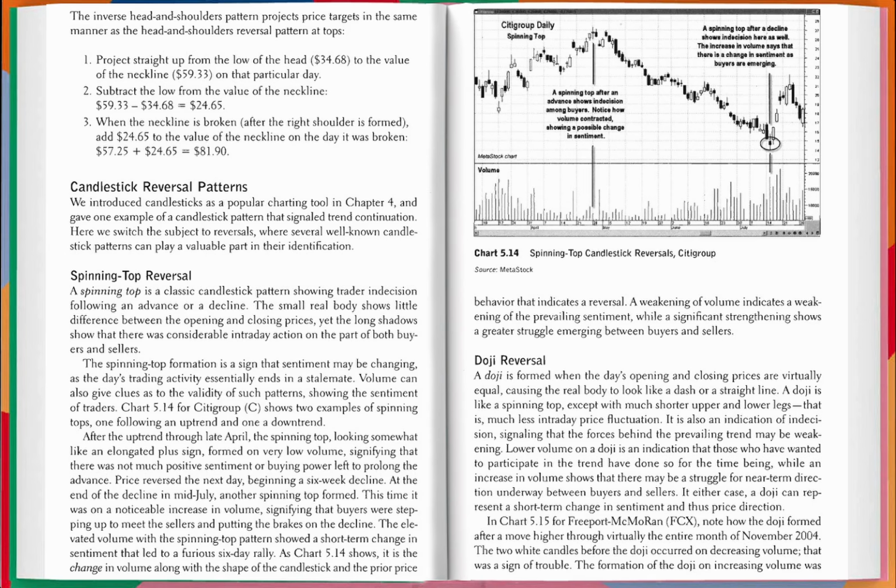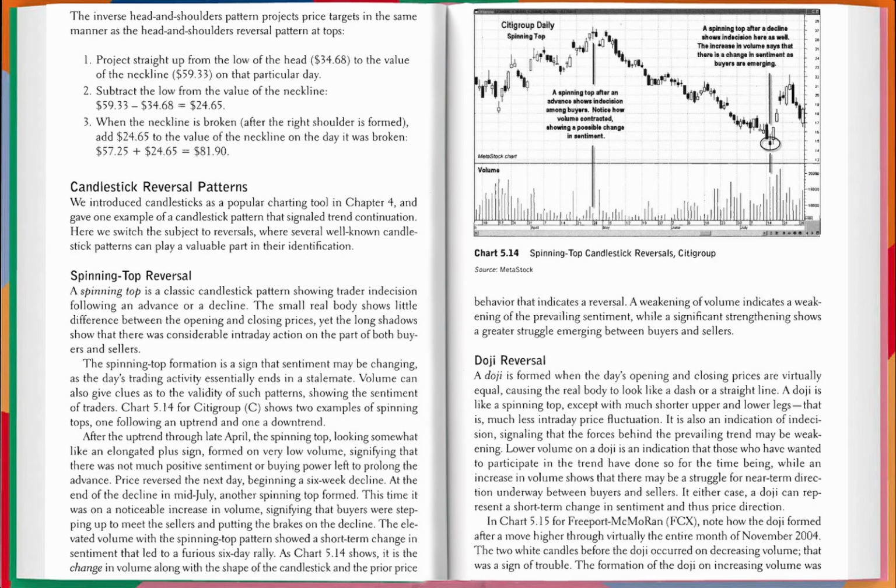Chart 5.14 for Citigroup (C) shows two examples of spinning tops, one following an uptrend and one a downtrend. After the uptrend through late April, the spinning top, looking somewhat like an elongated plus sign, formed on very low volume, signifying that there was not much positive sentiment or buying power left to prolong the advance. Price reversed the next day, beginning a 6-week decline.